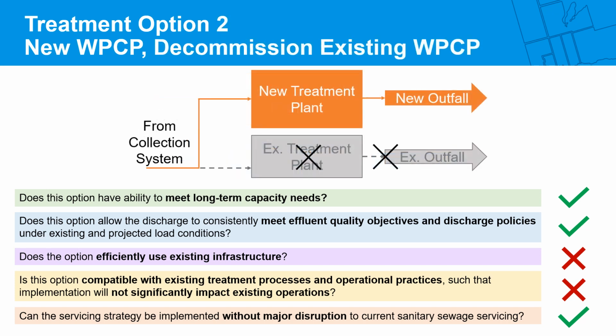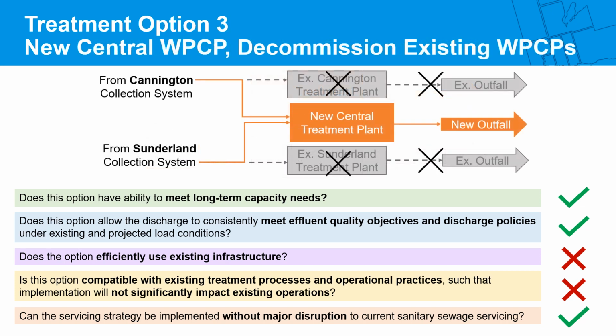Treatment option 2 involves constructing a new treatment plant and decommissioning the existing Sunderland WPCP. This option meets long-term capacity needs. It allows meeting effluent quality objectives consistently and can be implemented without major disruption to the current sanitary sewage servicing. However, it does not efficiently use existing infrastructure and is not compatible with existing treatment processes and operational practices.